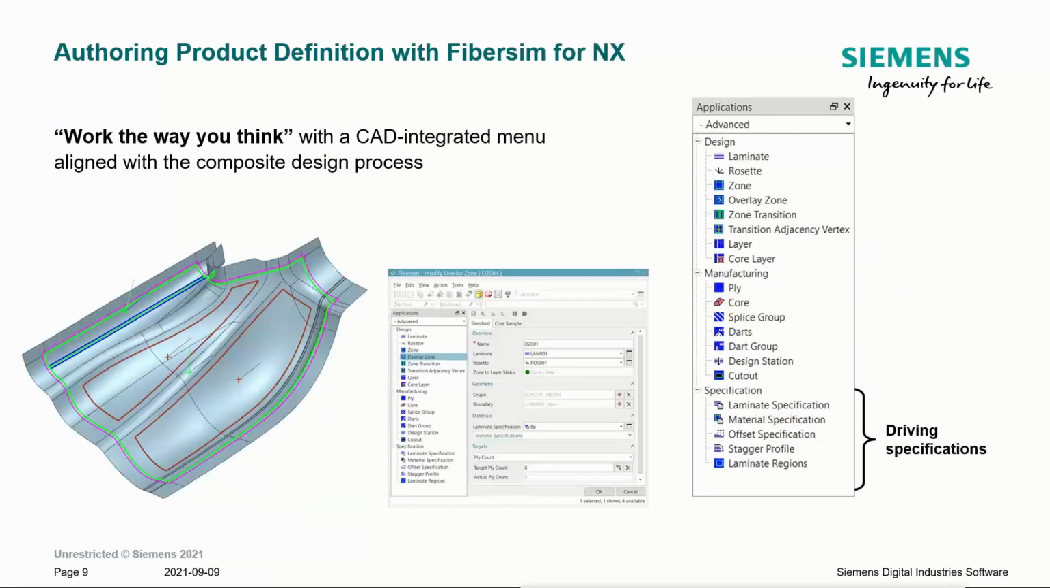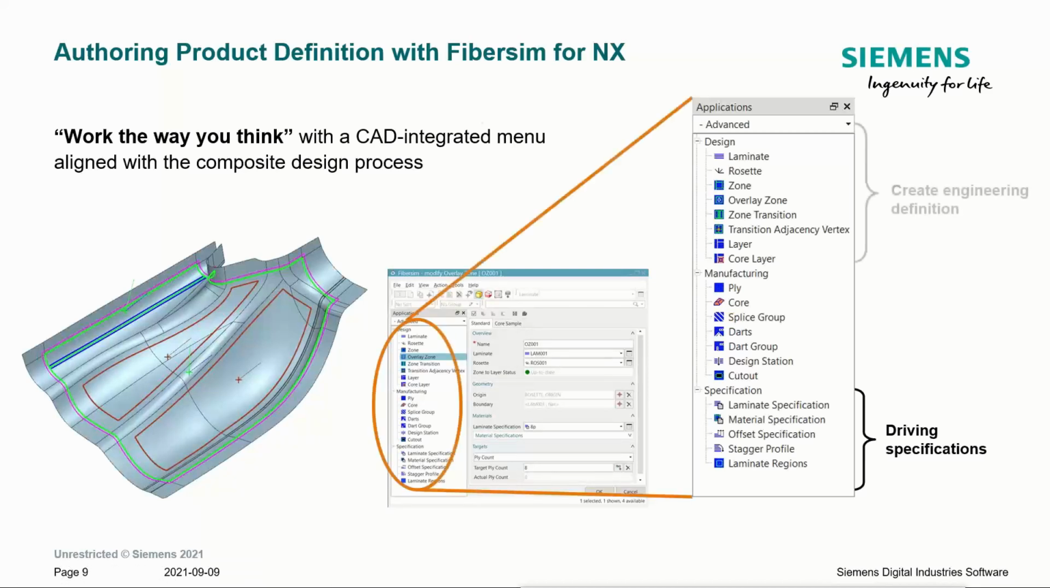One of the things that we're always praised about is that Fibersim allows engineers to work the way they think. As I mentioned, we're going to have a combination of specifications, what we call laminate specs and material specs, where you will describe what is going to be going in the different areas on the part. Then you'll link that to different geometry on the part when we go and design the laminate. We're going to set the laminate, define the overlay zones. We'll run a function called zone to layer, and that will create layers of material coverage.